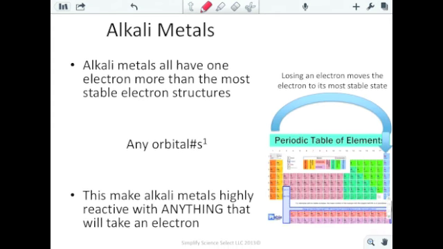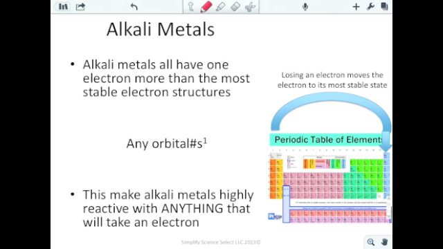So when we're looking at the periodic table, the way you can think of it is that everything is trying to become a noble gas. And they're trying to do that the easiest way possible. So if you look at our alkali metals, that's any orbital s1.